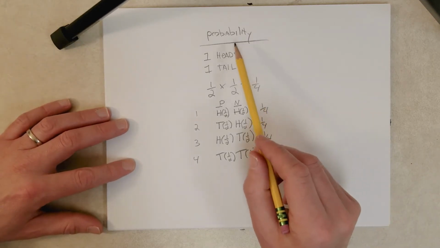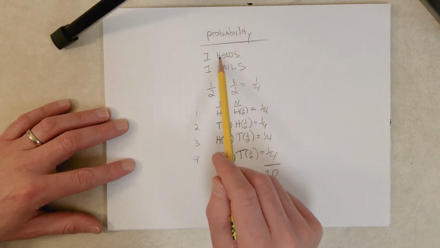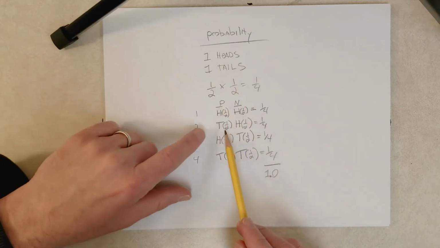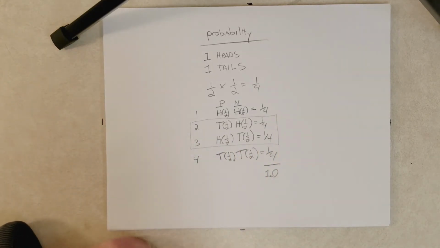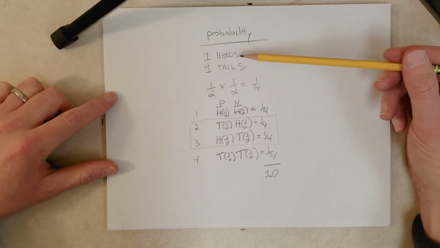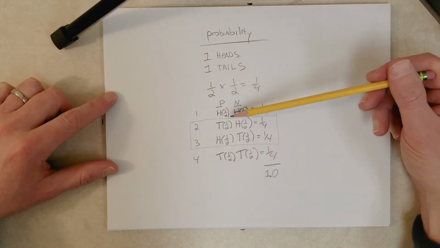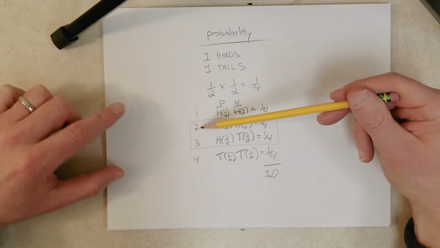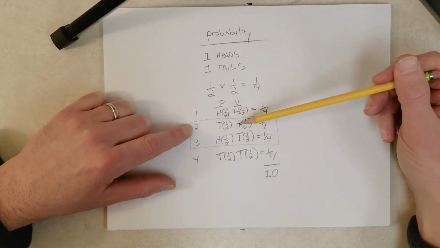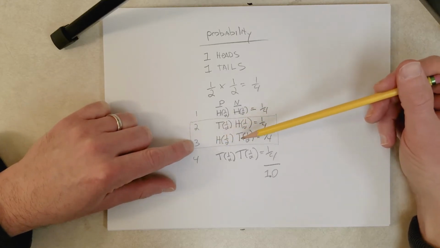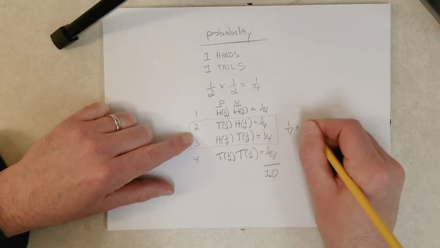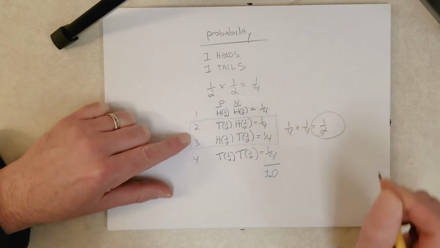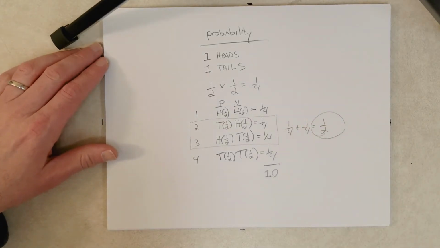So the question asked us, what is the probability of one of the coins being heads, one of the coins being tails? And you can see there are 2 ways, right? 2 ways to get the outcome where one coin is heads and one coin is tails. The second one right here, so combination 2, penny is tails, nickel is heads. Combination 3, penny is heads, nickel is tails. Okay, so we need to add these together. 1/4 plus 1/4 equals 1/2. So probability of 0.5 or 50% chance that if we flip these 2 coins, one will be heads and one will be tails.